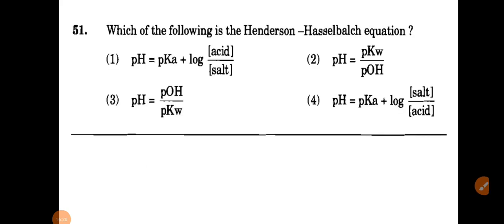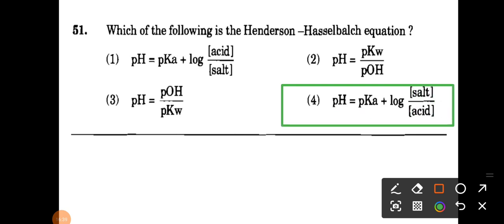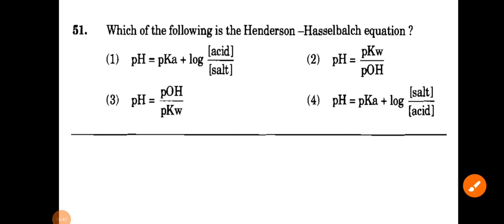The next one: which of the following is the Henderson-Hasselbalch equation? So what is the option here? You can see all the options. What is the right answer over here? Yes, that is option number 4. Generally salt upon acid, for the Henderson-Hasselbalch equation for the measurement of pH.